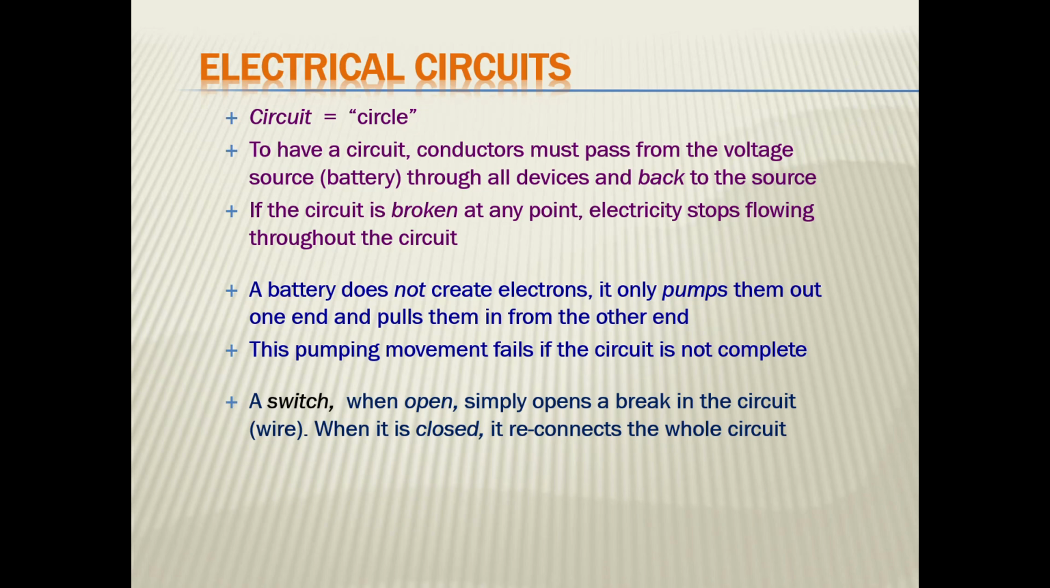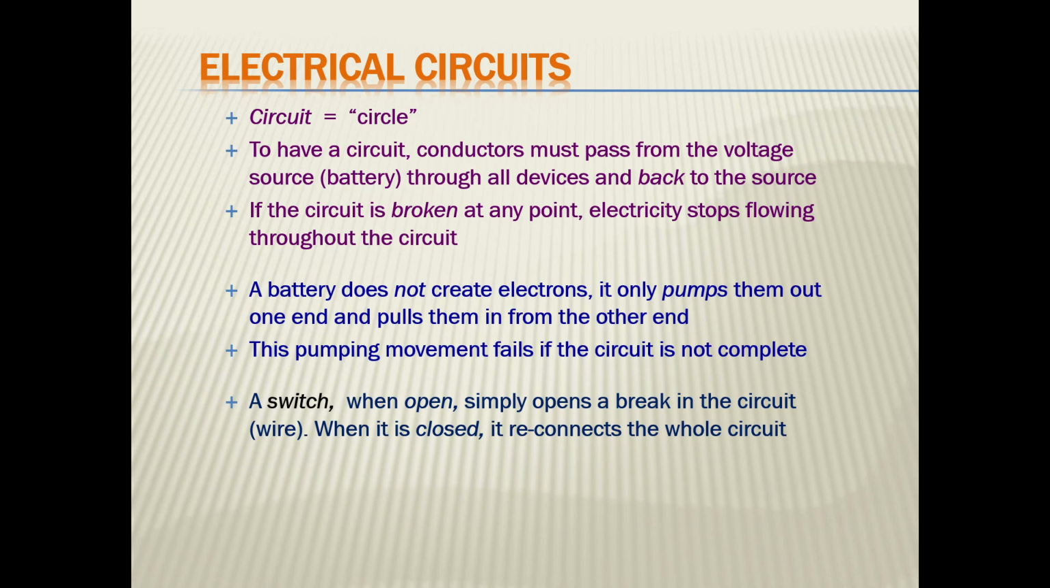So let's talk about that. To have a circuit, you need a couple of things. For one, conductors must pass from the voltage source, the battery in some cases, through all devices and back to the source. You'll notice that your battery connects on both ends when you put an AA inside your flashlight or put in a new car battery. When you plug into the wall, you have two prongs on your plug. If a circuit breaks at any point, electricity stops flowing through the entire circuit.